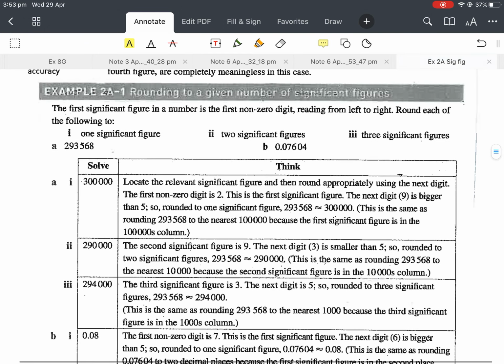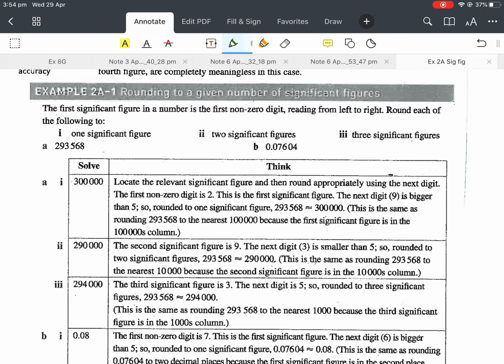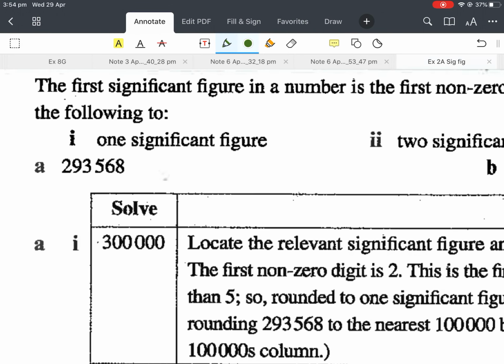So let's have a look at example 2A. This is from your textbook. Rounding to a given number of significant figures. The first significant figure in a number is the first non-zero digit, like I said before, reading from the left, going towards the right. So we're going to round each of these numbers to one significant figure and talk them through. The first number is this one here, 293,568. They want us to round that to one significant figure.